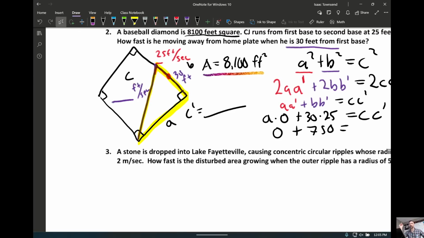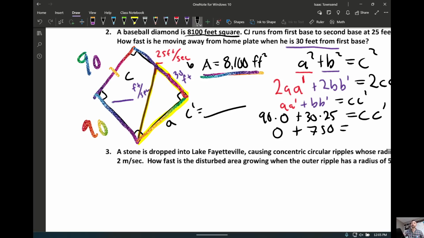Since a baseball diamond is a square, if the area is 8,100 feet squared, what does that tell us about each of the side lengths? 90? 90 feet. 90 times 90 is 8,100? What's 9 times 9 again? 81? Oh, well, yeah. Okay. Is everybody okay with why this has to be 90 by 90? Length times width. So technically, if I had needed to know the length of A, it was actually 90. It didn't matter here because it got multiplied by 0 anyway.